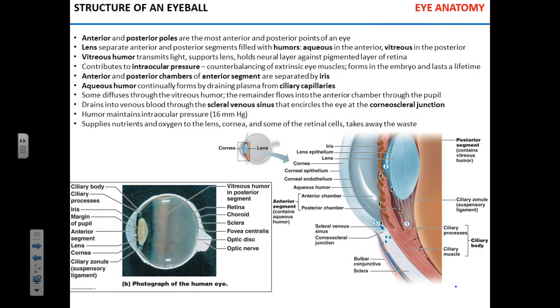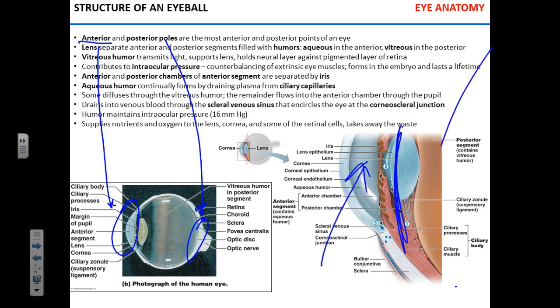Now the eyeball. It's a sphere, right? So it can be divided into aspects and chambers. Aspects, segments, there are many words. This part of the eyeball is called the anterior pole. This part of the eyeball is called the posterior pole. The lens here separates the eye into the anterior segment and posterior segment. Does that make sense?